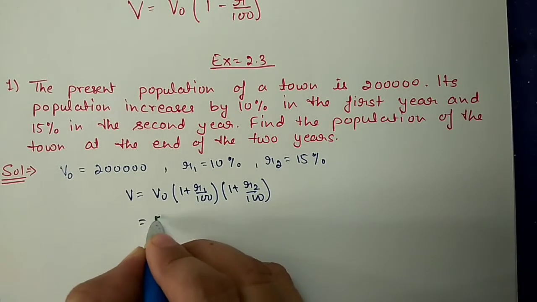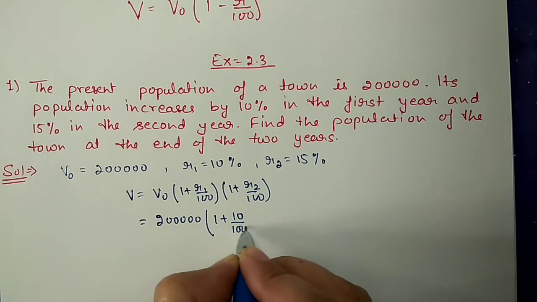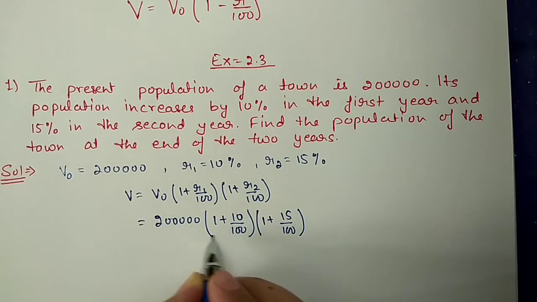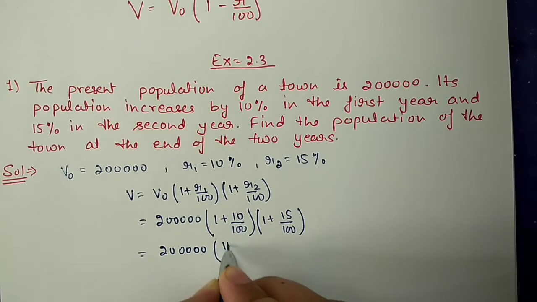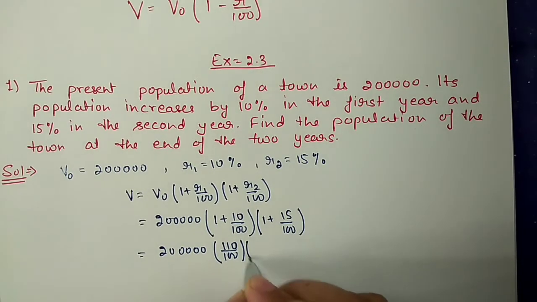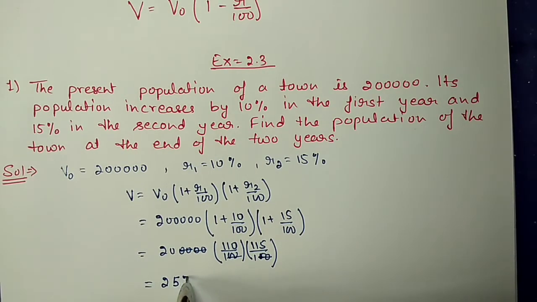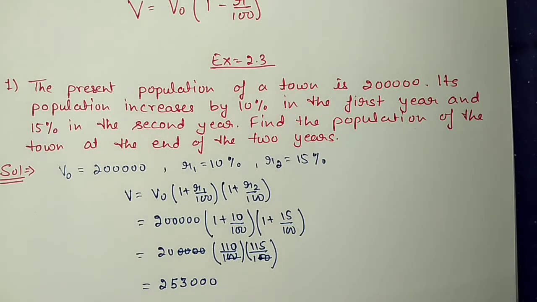Now substitute values here: 2 lakh times 1 plus 10 by 100 times 1 plus 15 by 100. So, when we take the LCM and solve, it will come to 110 by 100 and 115 by 100. 2 zeros we can cancel from here and 2 more zeros we can cancel from here. Remaining numbers we have to multiply. After multiplication we will get 2,53,000. So, 2,53,000 will be the population at the end of 2 years.